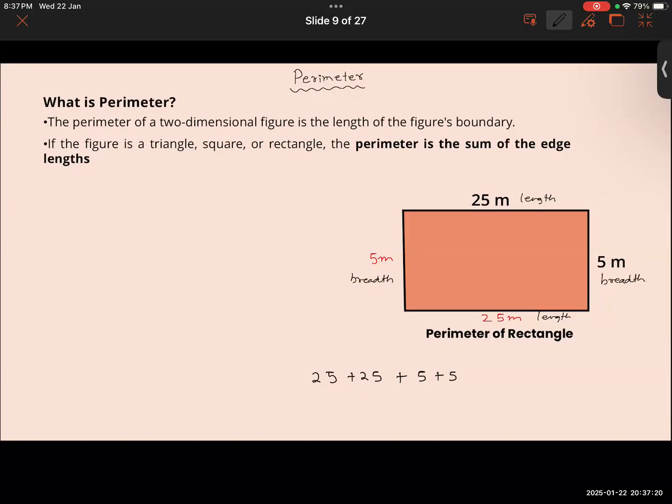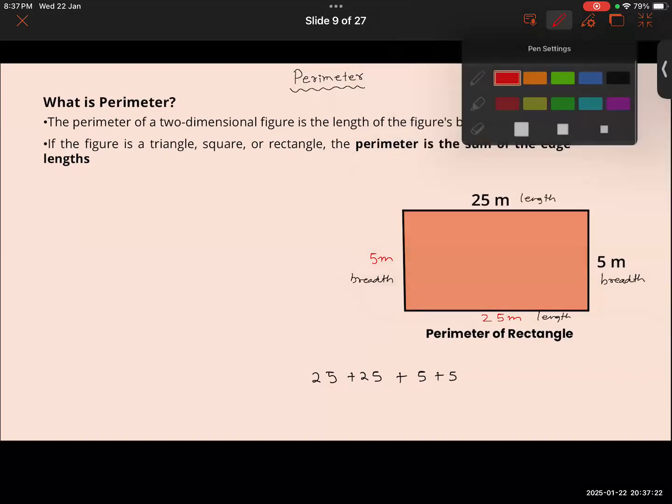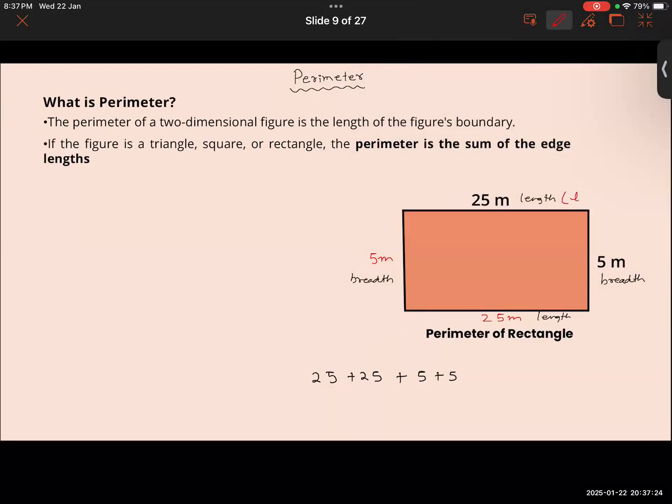Getting it? In short, can I write it down as L? Okay. L for length, small b for breadth, and b for breadth here. Getting it? Also, I could have written that we are adding L plus L and we are adding B plus B. Yes or no? We are adding the two lengths and we are adding the two breadths.